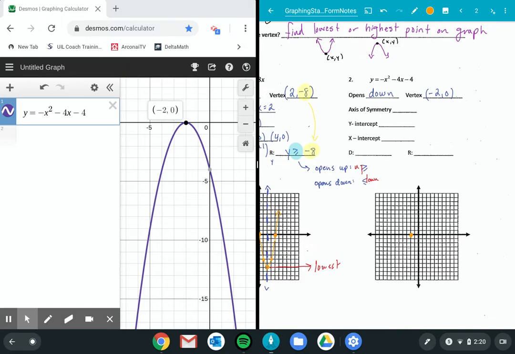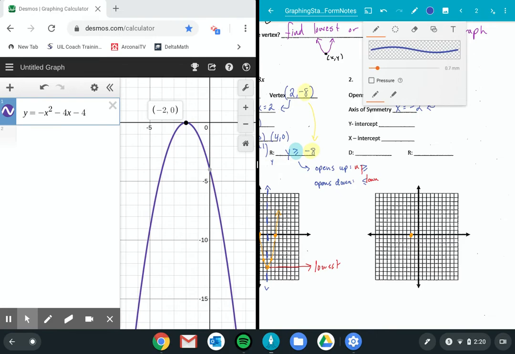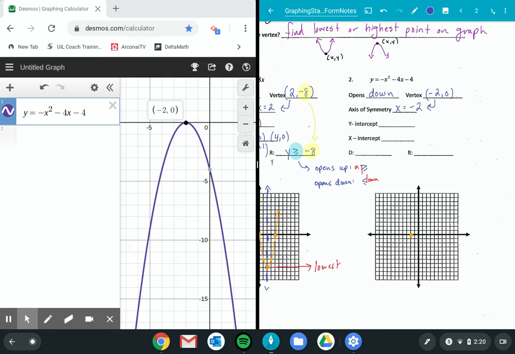Which means if I know the vertex, what else do I know? The axis of symmetry. And the axis of symmetry is always x equals, and the number is always the x value of that vertex. That's where I find it. So I know that there's some line. I'm going to increase the thickness a little bit. There's some line cutting this graph in two right there.